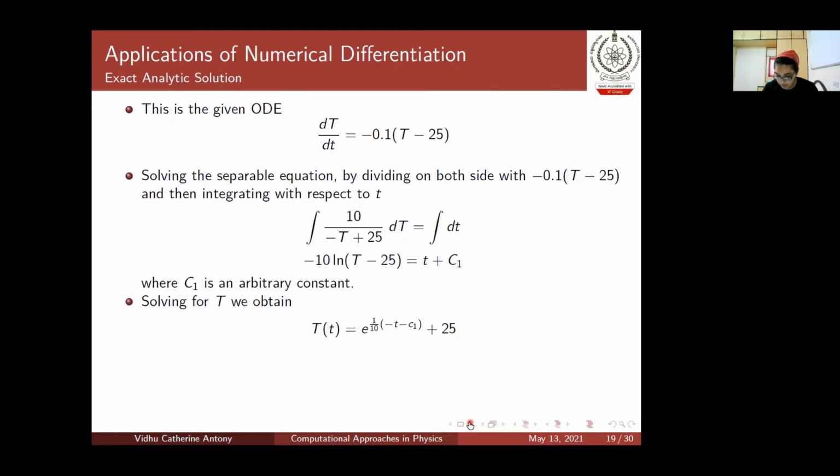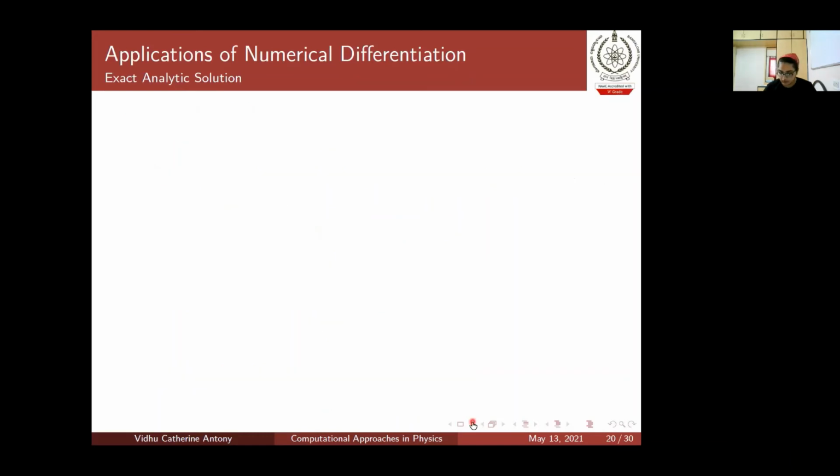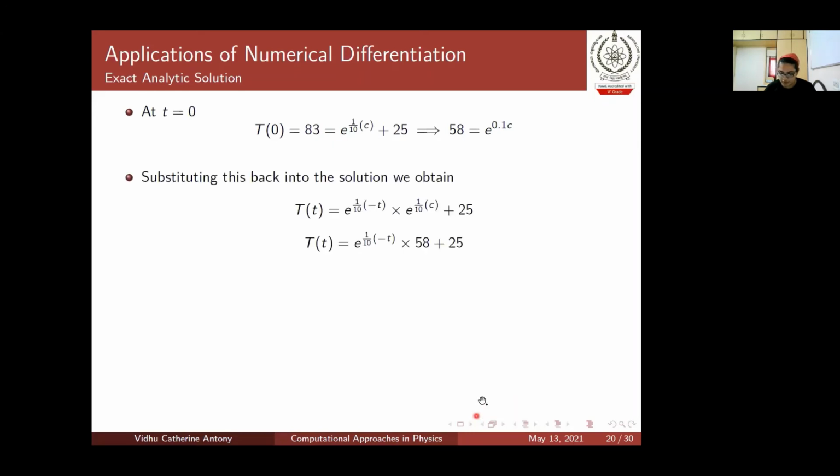We want to calculate the arbitrary constants now. What do you do? You put in the initial conditions, right? So you put in the initial value at t equal to 0. You had 83, so you will finally be able to calculate the constant. This is a very simple algebraic manipulation. And then you substitute it back into the equation. So this is the final equation that you get. You have no more constants. All you have is temperature that is dependent on time.